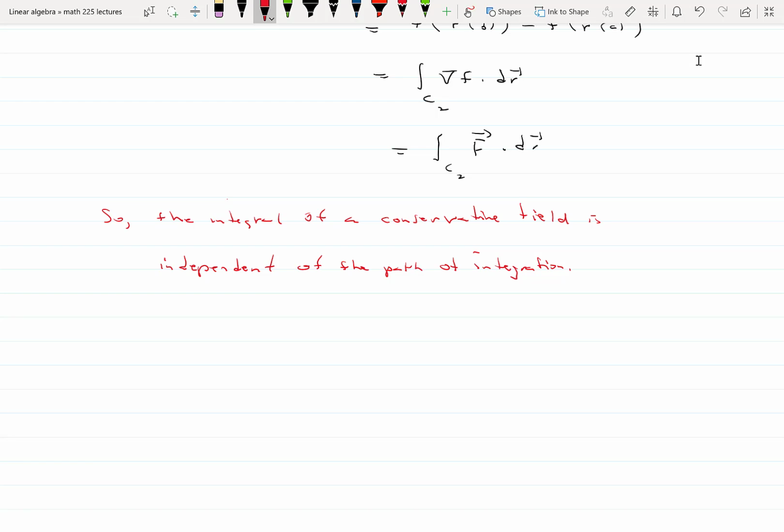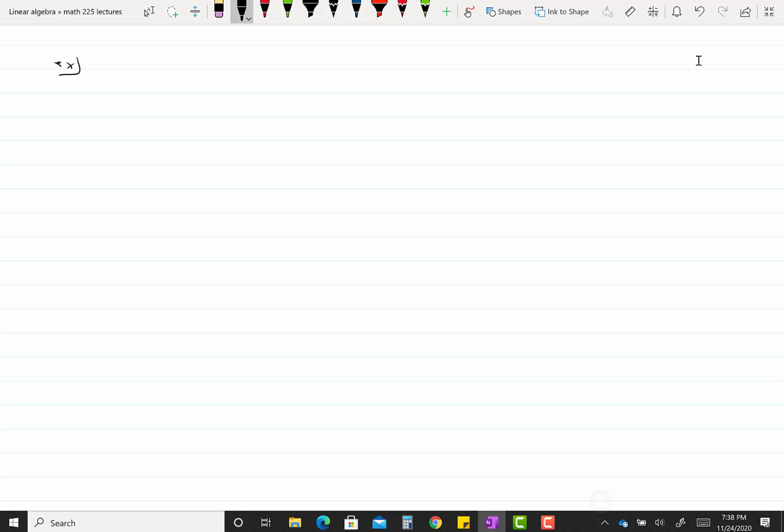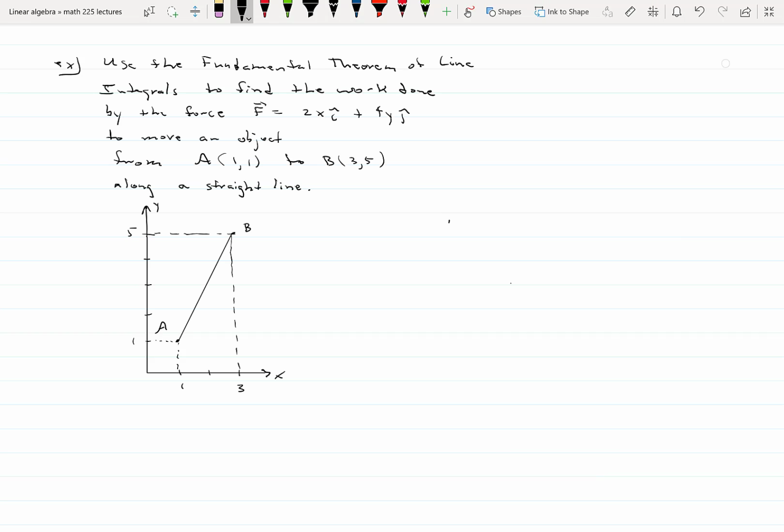And now, something we haven't done too much of in the last half hour or so is specific examples. So let's take a look at a specific example. I think I'm going to write out the example off camera. Okay, here goes. Use the fundamental theorem of line integrals to find the work done by the force F equals 2x i plus 4y j, so we're in 2-space, to move an object from the point (1, 1) to the point (3, 5) along a straight line.